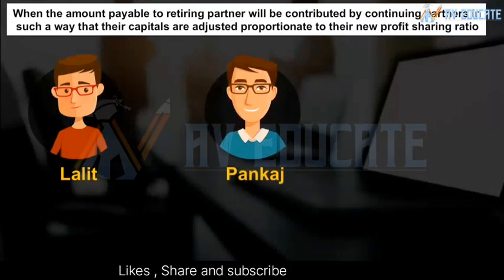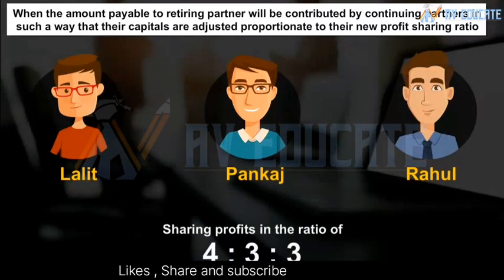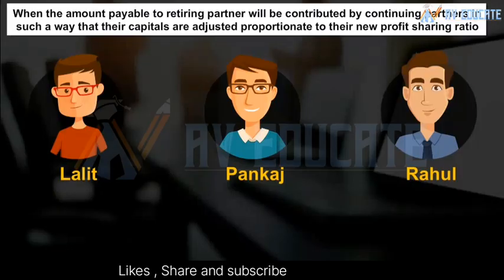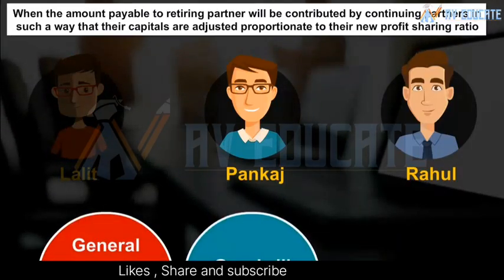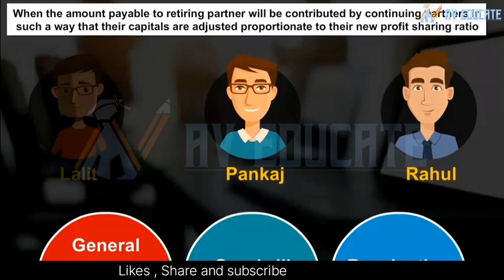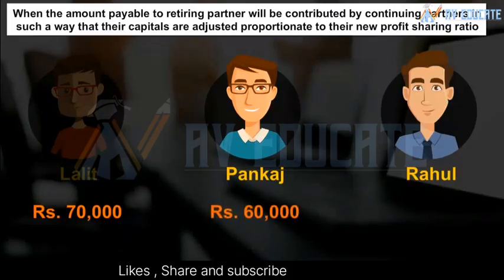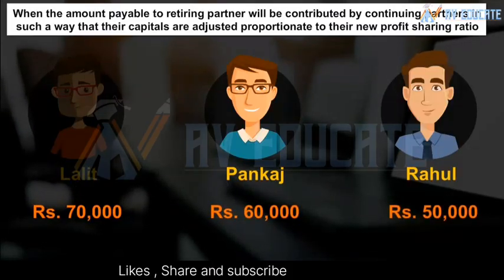Lalit, Pankaj and Rahul are partners sharing profits in the ratio of 4:3:3. After all adjustments on Lalit's retirement with respect to general reserve, goodwill and revaluation etc., the balances in their capital accounts stood at rupees 70,000, rupees 60,000 and rupees 50,000 respectively.